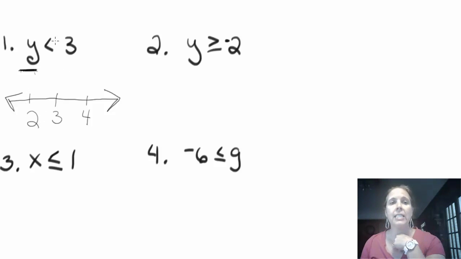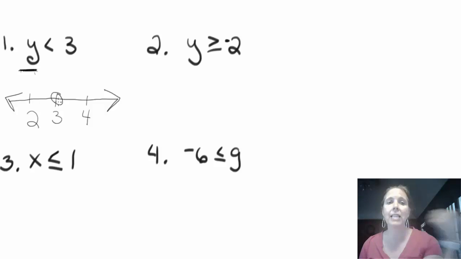Since this is just less than, it's not less than or equal to 3, then we just put a circle on 3. It doesn't include 3. It means everything less than 3. So when you look at your graph, is 2 less than 3 or is 4 less than 3? Well, 2 is less than 3, so that's the way we're going to shade.